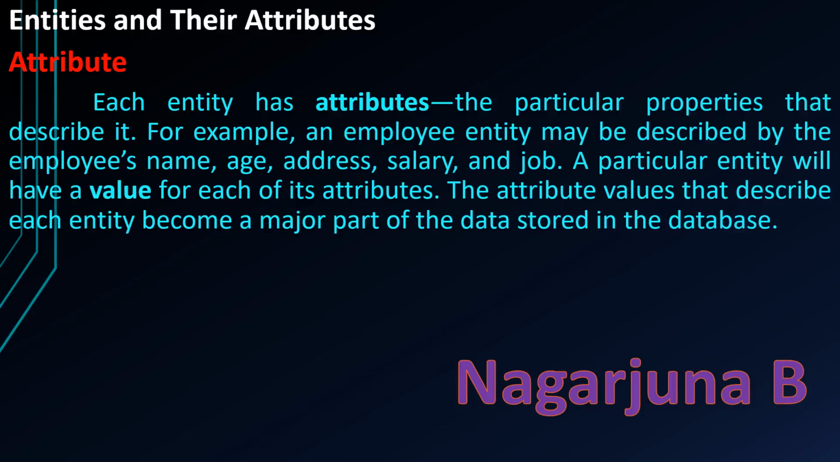It means name will also have a value, salary will also have a value, age will also have a value. That means each attribute will have a value, and these values describe each entity and become a major part of the data stored in a database. The combination of all these values for a single entity will be stored in a database, and it plays a very important role in a database.